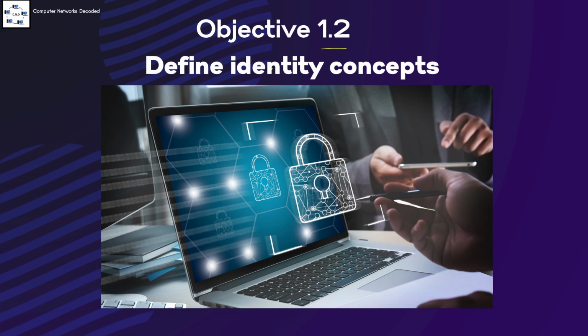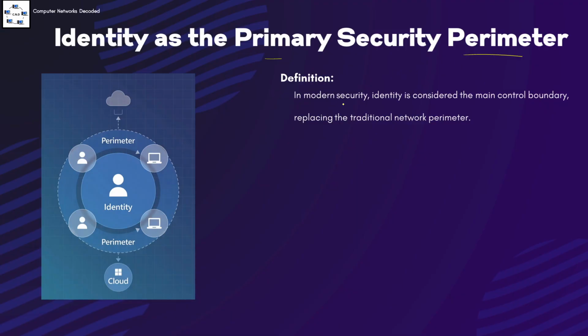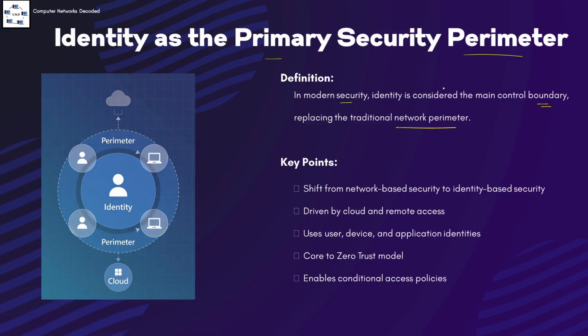Objective 1.2, define identity concepts, and the first topic is identity as the primary security perimeter. In modern security, identity is considered the main control boundary, replacing the traditional network perimeter. Traditionally, the network perimeter, the firewall or the network device installed at the perimeter of the organization network, was considered the security boundary. But in modern security concepts, identity is the new perimeter.